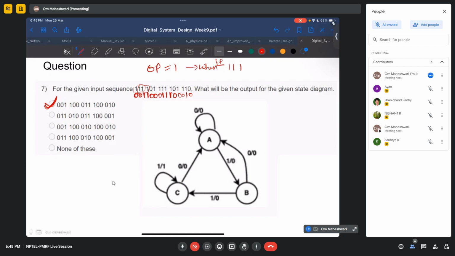So is it clear to all? Jiban, is it clear? Sorry, is it clear? Yes, yes.